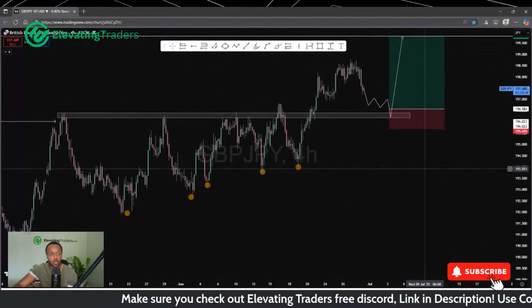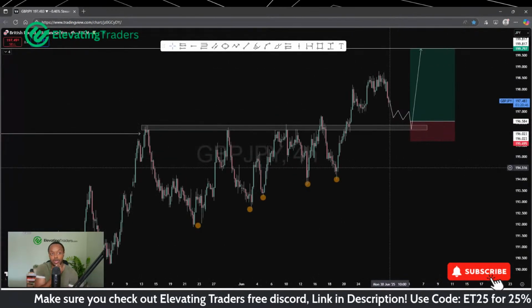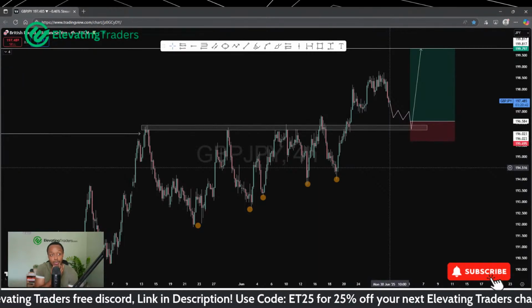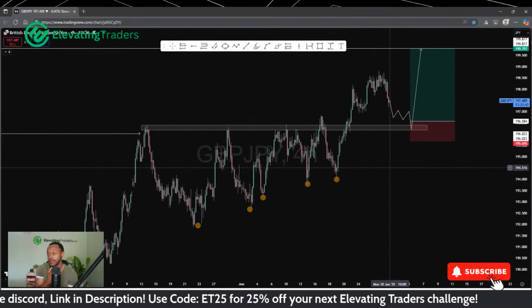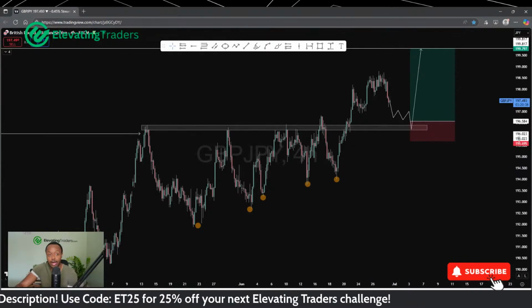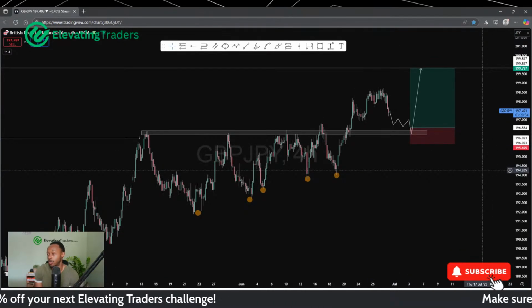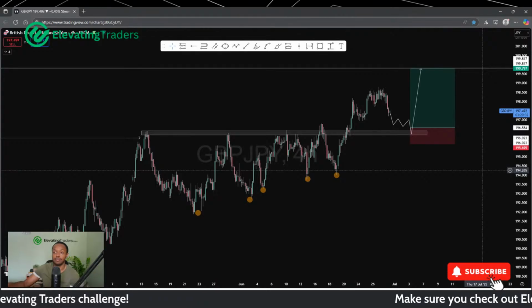So just waiting for a pullback for pound yen. We're looking pretty bearish this morning, so hopefully it does start to shape up over the next couple of days. But I do think we're likely to drive higher. Yeah, bullish on pound yen. I do agree. I am bullish as well. I do think higher prices are likely.